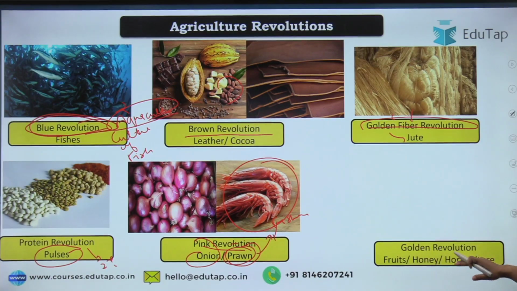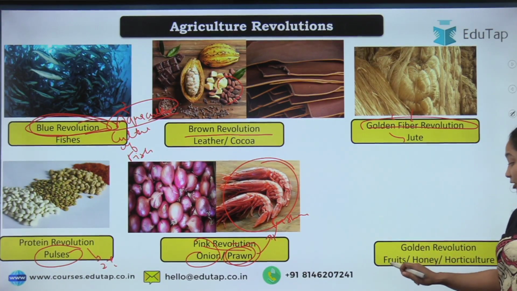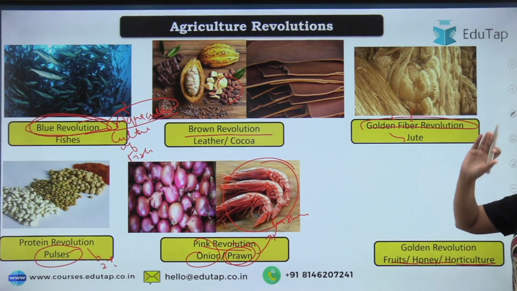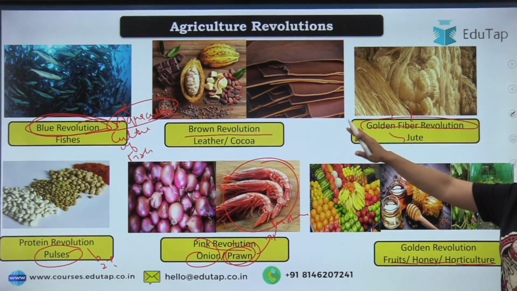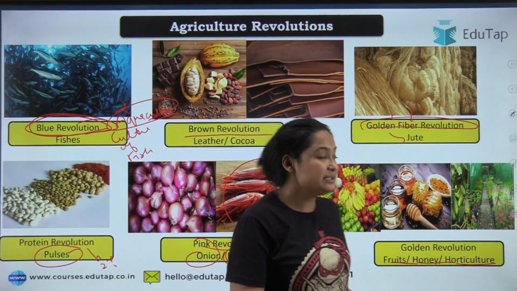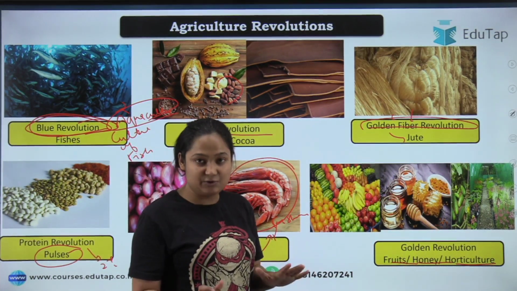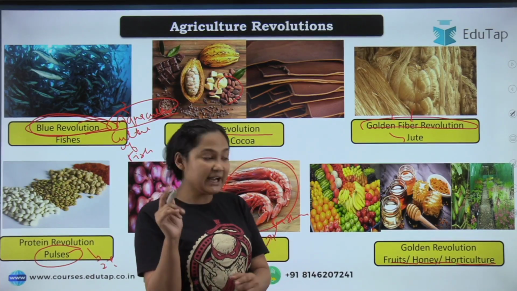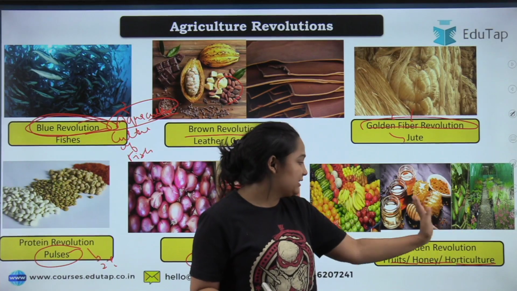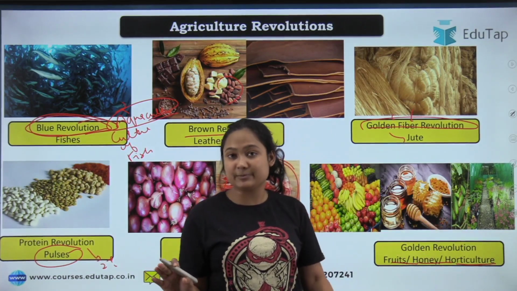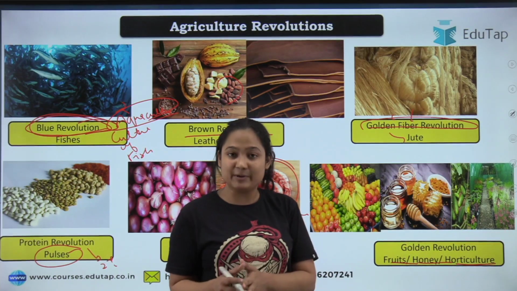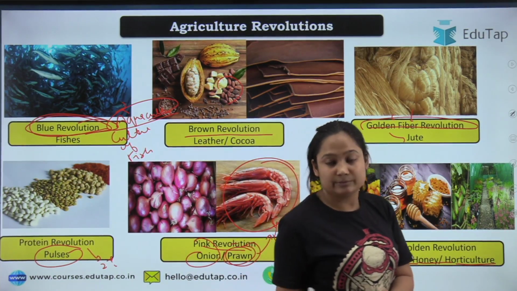Now talking about the golden revolution, again for fruit, honey, and horticulture. Don't get confused between the golden fiber revolution and the golden revolution. Golden revolution is for three things: honey, fruits, and other horticulture products. When we talk about the golden fiber revolution, that is jute.